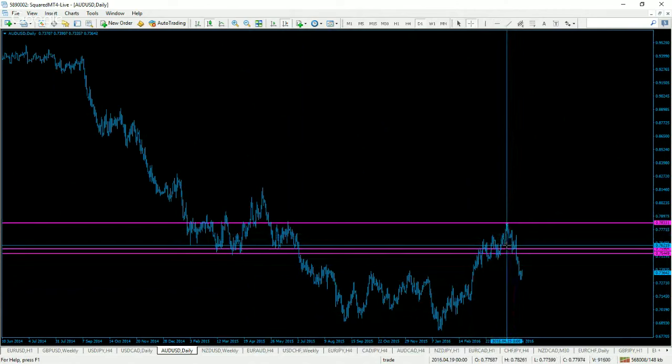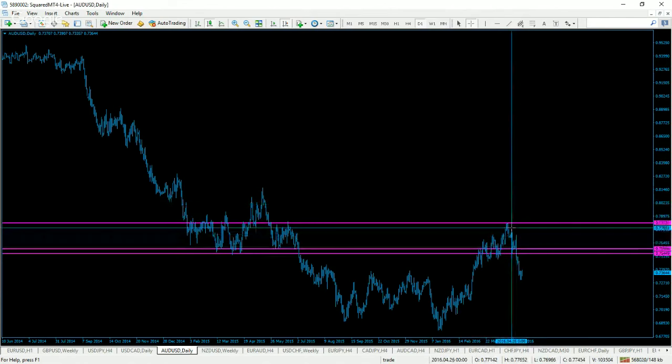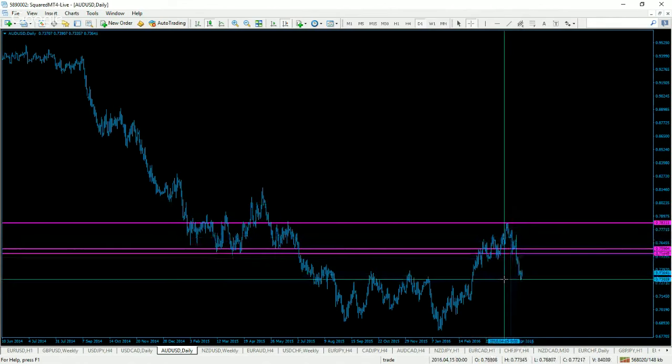Okay, the catalyst for this move, obviously, the RBA cutting rates for the first time in 2016, citing deteriorating inflation outlook. They actually came out and lowered their inflation forecast. So there's definitely room for further easing to come. Markets have jumped on that, and the Aussie has collapsed lower.